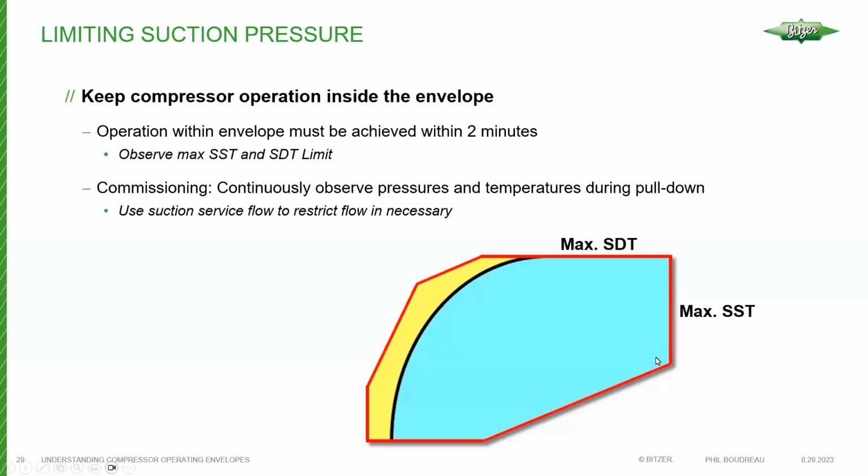So this is very normal and acceptable, but it's very important to understand that operation within the envelope must be achieved within a 2-minute period and preferably less. And if we can't achieve that, this is an indication that we need to have some kind of pressure regulating devices on there, because allowing the suction pressure to operate at a very high level for extended periods of time is possibly going to create damage to that compressor.